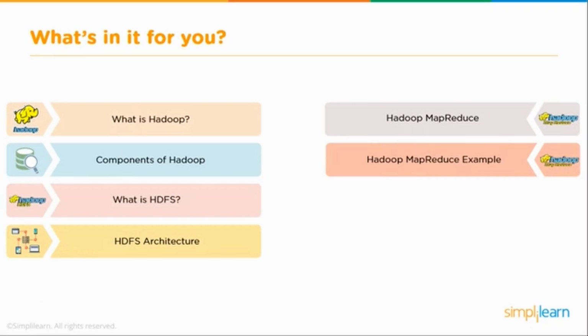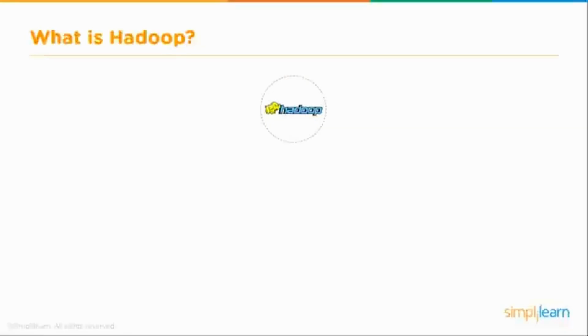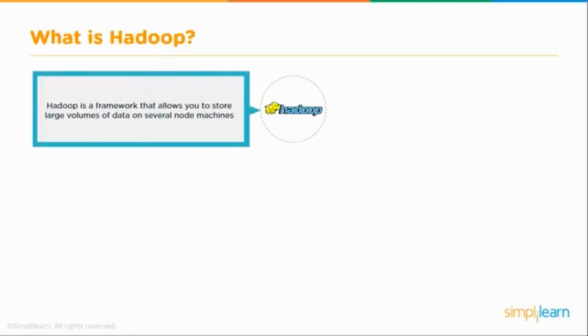Now, there are other programming models. One of them is Hadoop MapReduce, and basically Yarn, which takes care of resource allocation. So we will learn about all of these from here. Now, when we speak about Hadoop, it's a framework. It allows you to store large volumes of data on several nodes or several machines, as you would call it. So Hadoop is not a software.